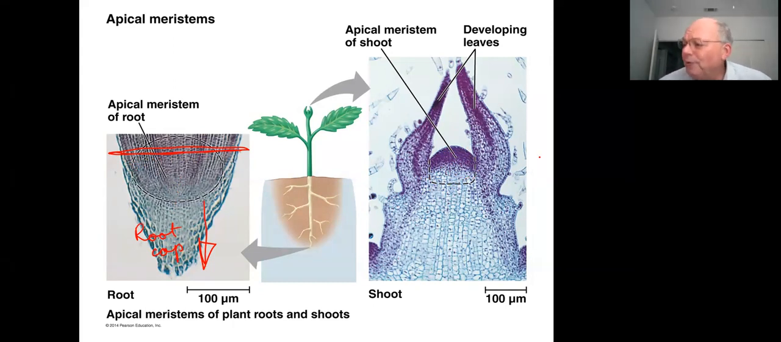Now, there are two other types of meristem. There is the cambium layer.